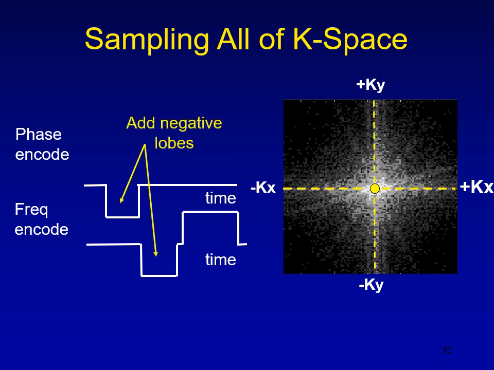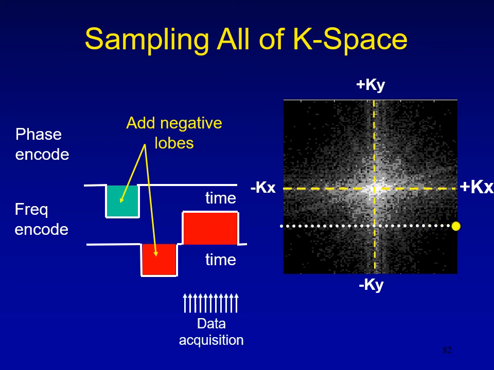With these negative lobes, we get driven down along the negative ky direction and the negative kx direction. Then we can reverse the frequency encoding gradient along x and fill one line of k-space, as is illustrated here.